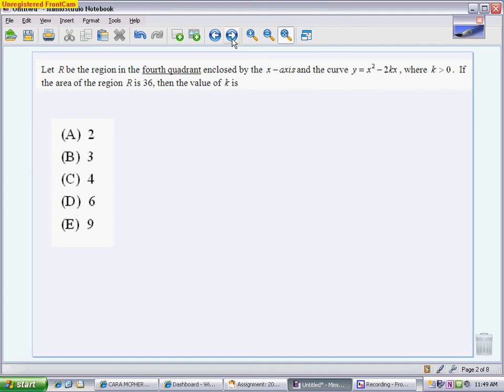So there are a couple ways to do this. One option, and it would take a long time, is to take each of your choices from A, B, C, D, and E, plug all those different values in for k, and then find the area and see which one gives you 36. I'm going to show you the faster, more efficient way to do this.